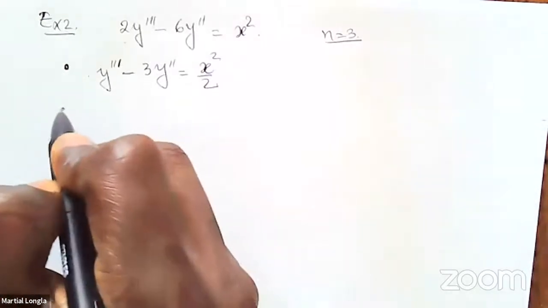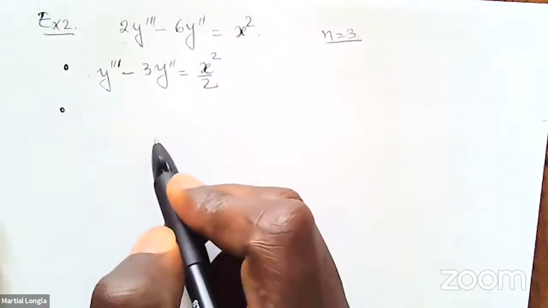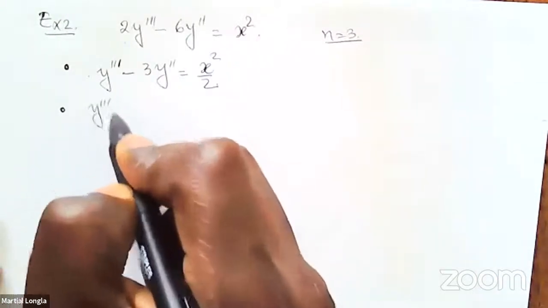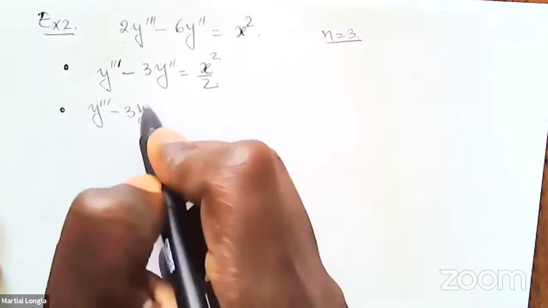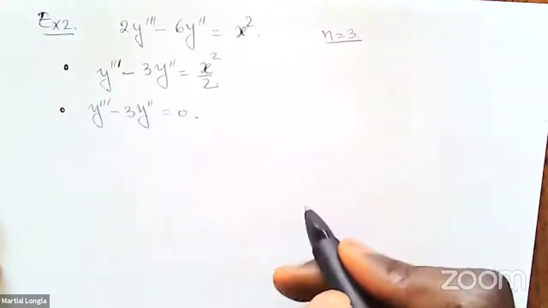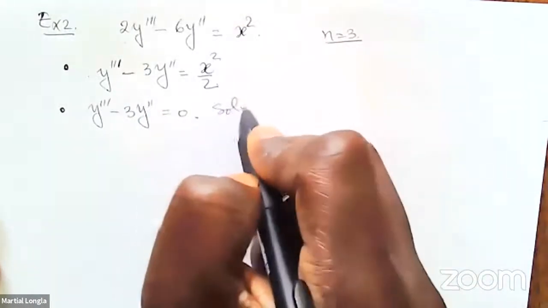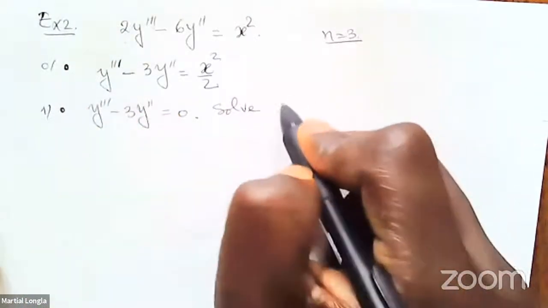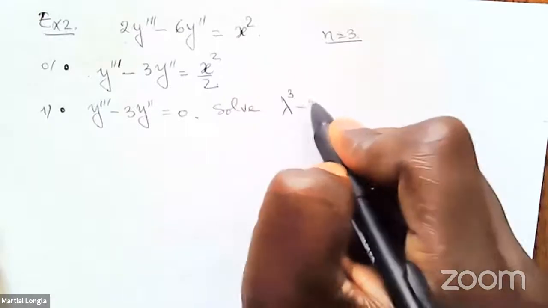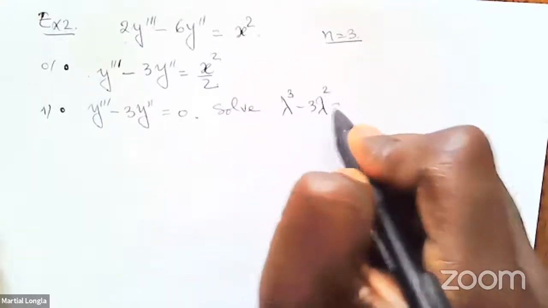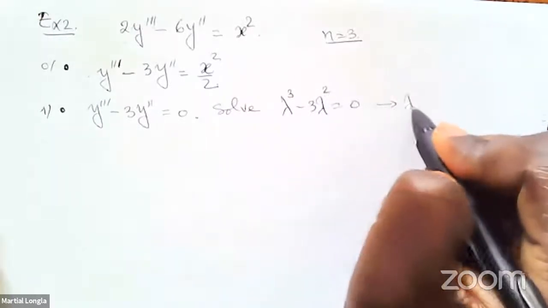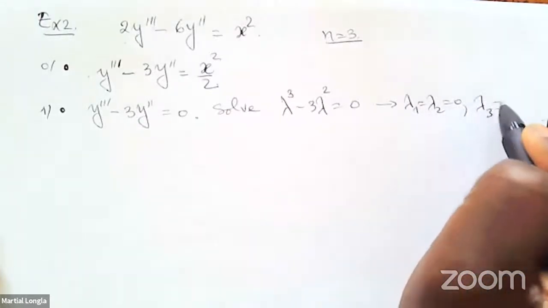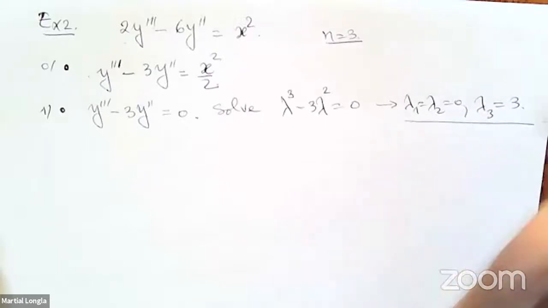Then we write down the homogeneous problem that we need to solve. Start step 0, step 1. So that gives you lambda cubed minus 3 lambda squared equals 0. So lambda 1 equals lambda 2 equals 0. Lambda 3 equals 3. That's what comes out of there.